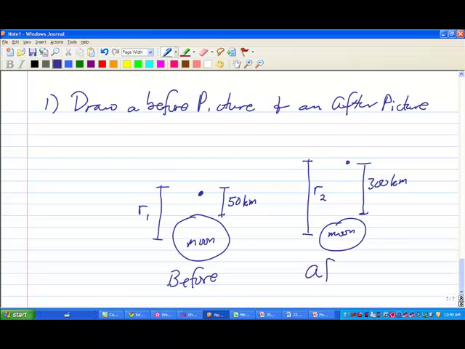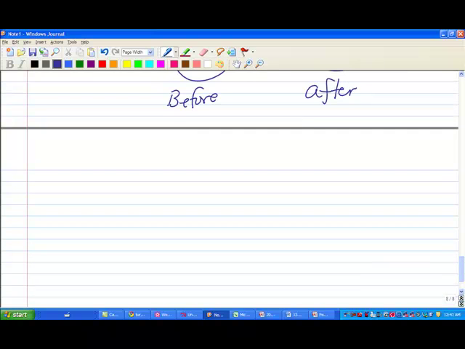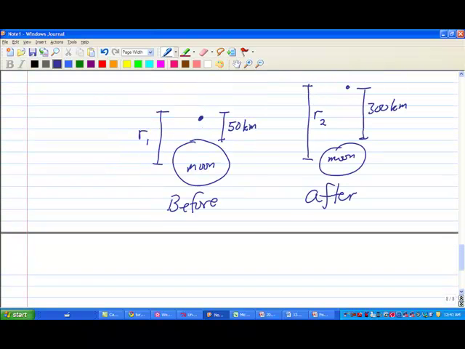And this would be the after picture. Okay. So we've drawn a before picture and after picture. The next thing we're going to try to do is figure out how the energy is going to work. And what we know is that the energy before has to equal the energy after.